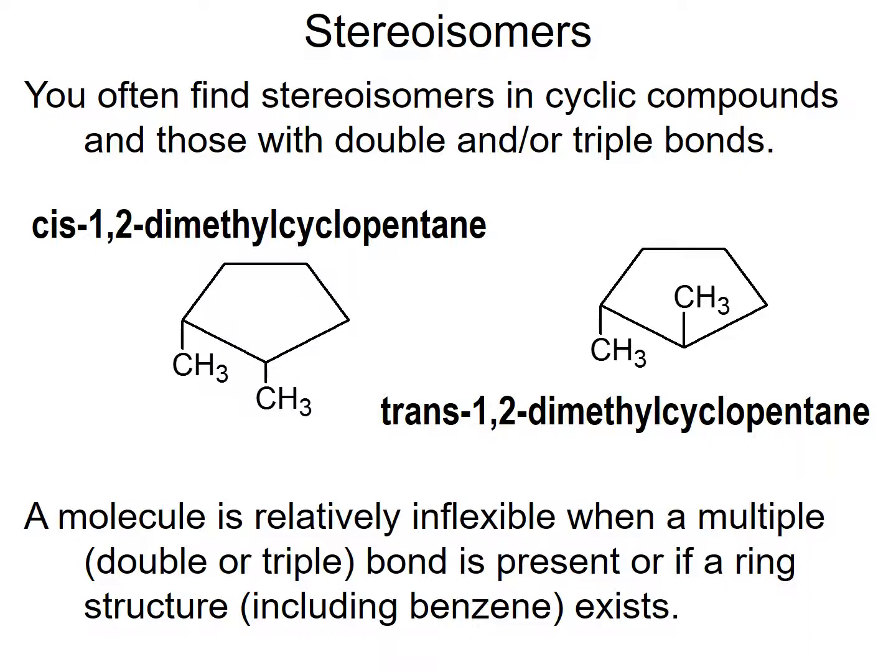Both of these are 1,2-dimethylcyclopentane, but the one on the left has the same side methyl, that's called cis, and the one on the right, they are on opposite sides of the plane, and so that's called trans.